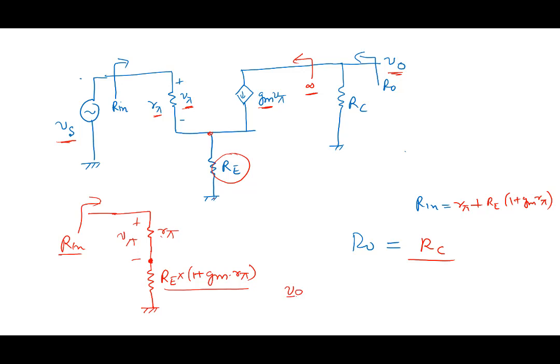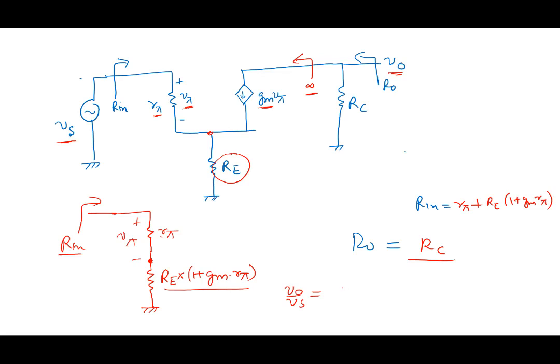So V0 by Vs we can write like this: V0 by Vs equals R pi divided by R pi plus R_E times 1 plus g_m R pi. This factor tells us the voltage drop here, which is then multiplied by minus g_m R_C.